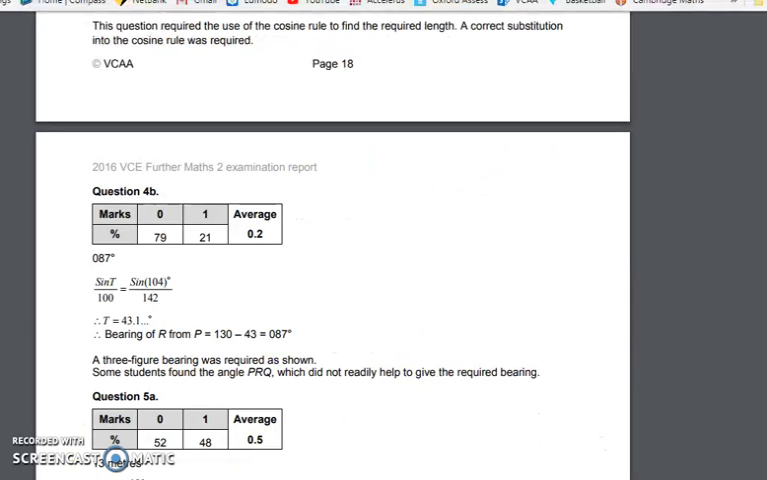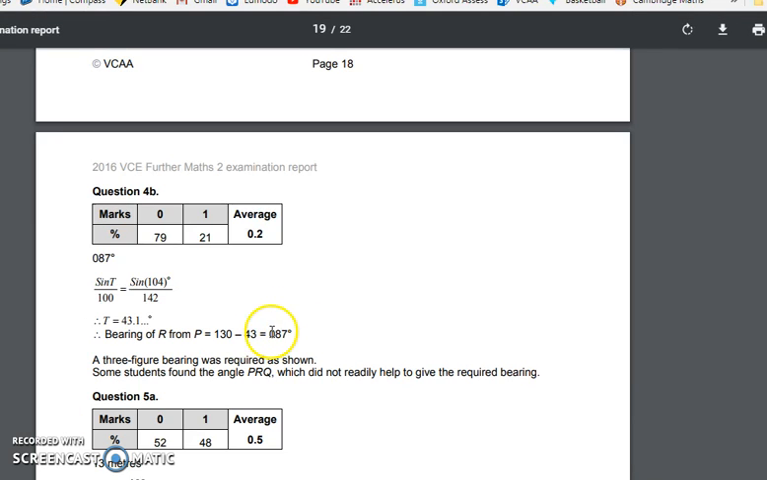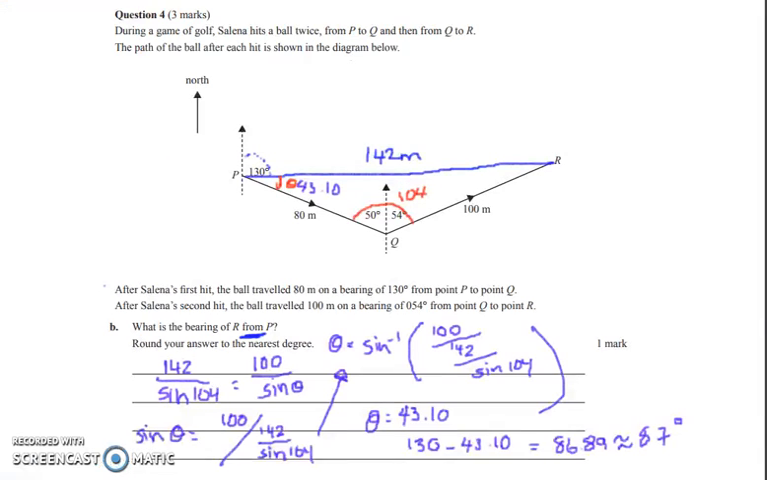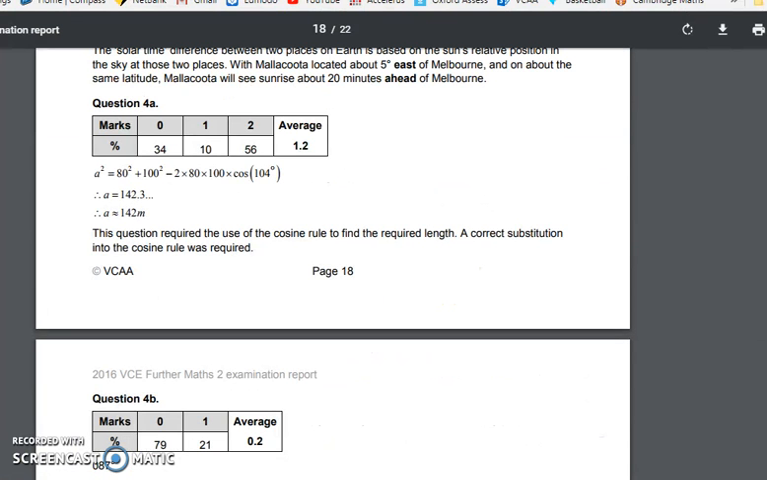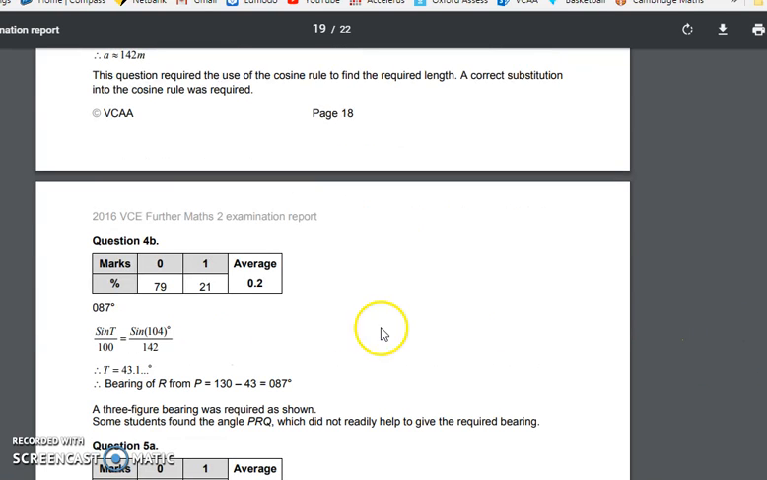Let's check the assessor's comments on this, and there's the answer there, 87 degrees. Only 21% of the cohort managed to get the full mark for this. This might have also been an issue with finding out the 142 from part A. If we have a look at part A, 56% managed to get that 142. If you are doing a question and you do get that part incorrect, if you use it correctly in B, they should be giving you the full marks for that. So as I said, 21% of the cohort only managed to get that 1 mark.